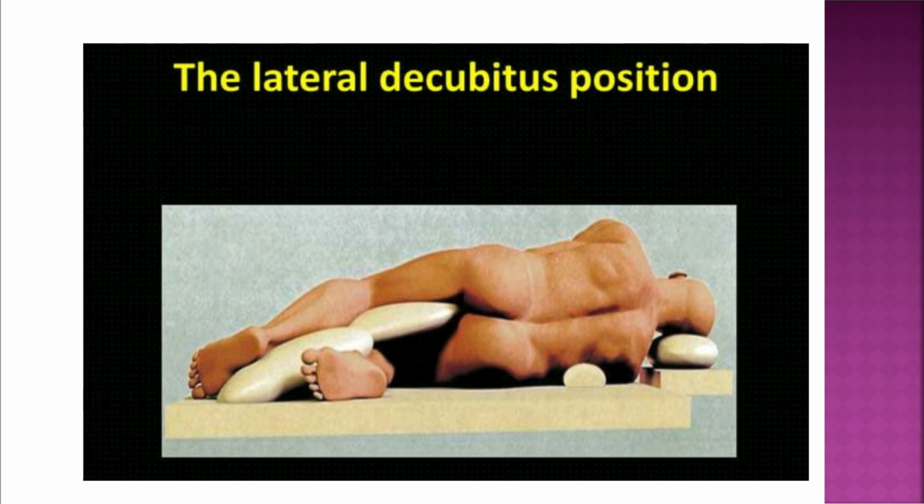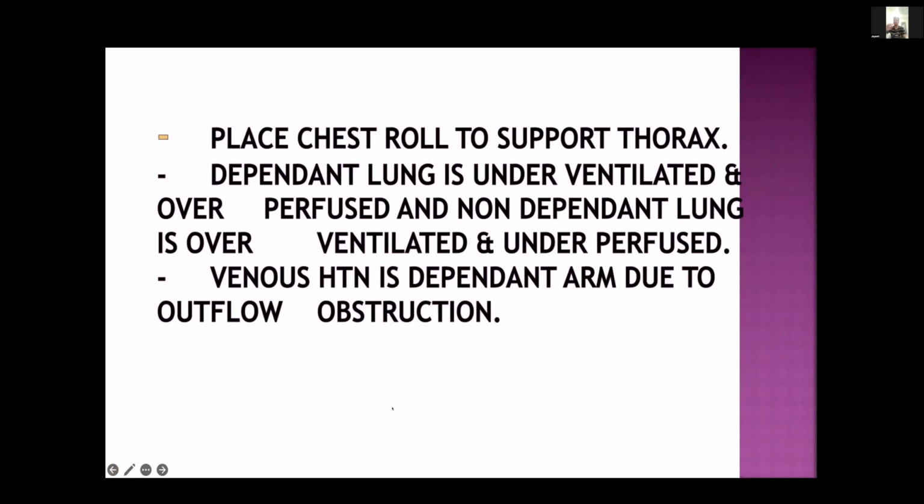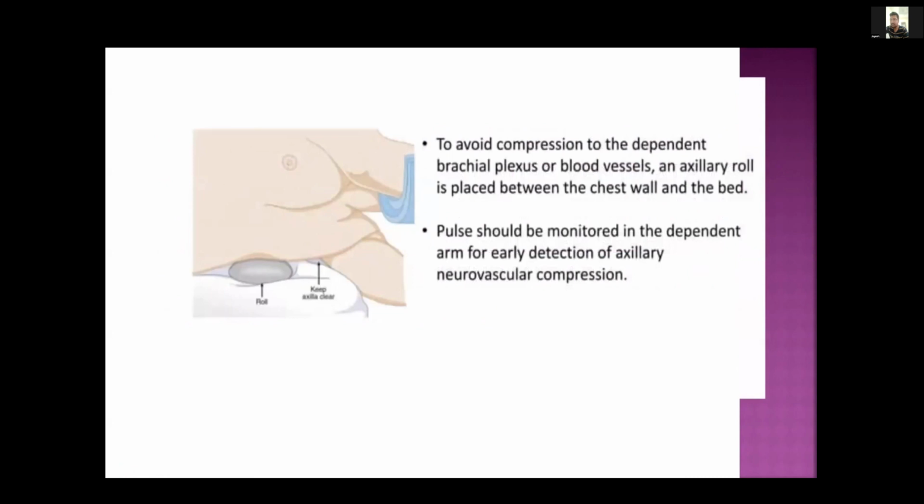In this position, a chest roll is placed to support the thorax. The dependent lung is underventilated but overperfused, and the non-dependent lung is overventilated but underperfused. Venous hypertension can occur in the dependent arm due to venous outflow obstruction. To avoid compression of the dependent brachial plexus or blood vessels, an axillary roll is placed between the chest wall and the bed. And the pulse should be monitored frequently in the dependent arm for early detection of any neurovascular compression.